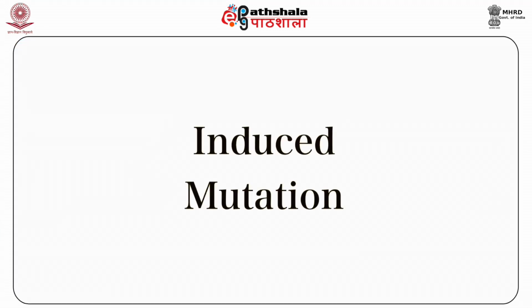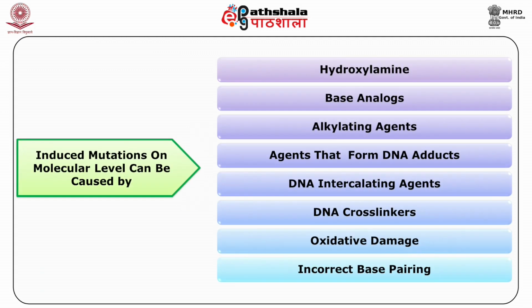Let us understand about induced mutations. Induced mutations on the molecular level can be caused by chemicals such as hydroxylamine, base analogues, and alkylating agents, for example N-ethyl-N-nitrosourea. These agents can mutate both replicating and non-replicating DNA. In contrast, a base analog can mutate the DNA only when the analog is incorporated into replicating DNA. Each of these classes of chemical mutagens has certain effects that then lead to transitions, transversions, or deletions.